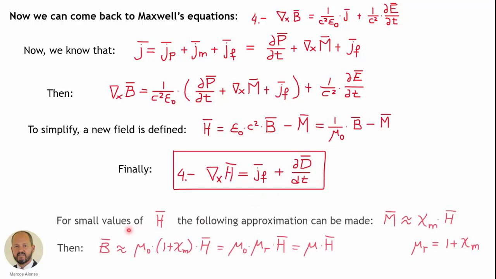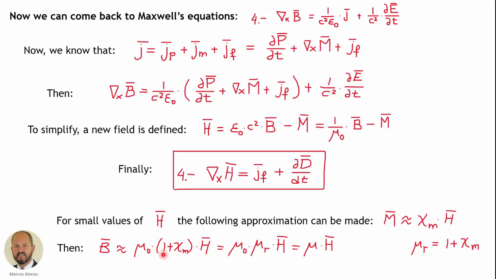Finally, as in the case of dielectric materials, we can do an approximation for small values of H. We can say that the magnetization vector is going to be approximately proportional to H. This proportionality constant, K sub m, is the magnetic susceptibility. So then, using this equation in the definition of H, we can write that B is going to be approximately equal to mu sub 0 times 1 plus K sub m times H.